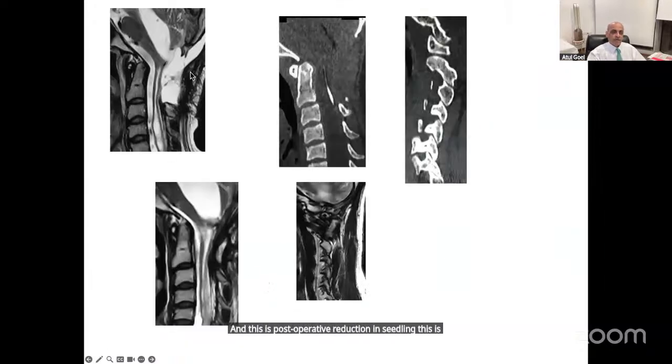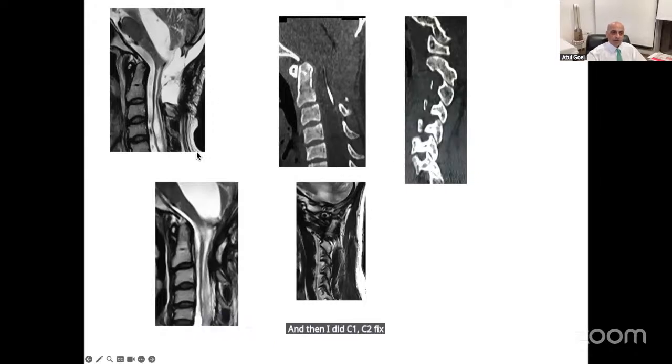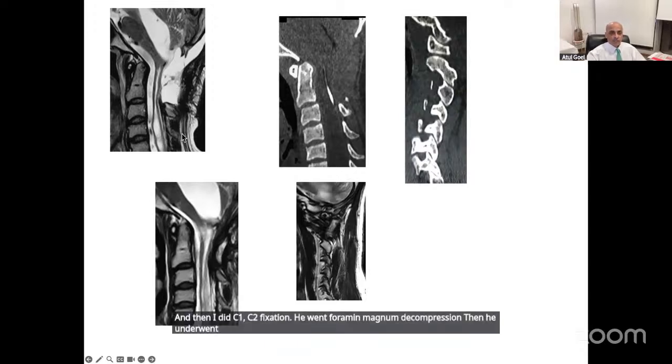This patient underwent 13 operations before he came to me. And then I did C1, C2 fixation. He had foramen magnum decompression. Then he underwent C1, C2 decompression. Then he had various kinds of shunts. Then he had lumboperitoneal shunt, 13 operations. And then I did this and a new life.